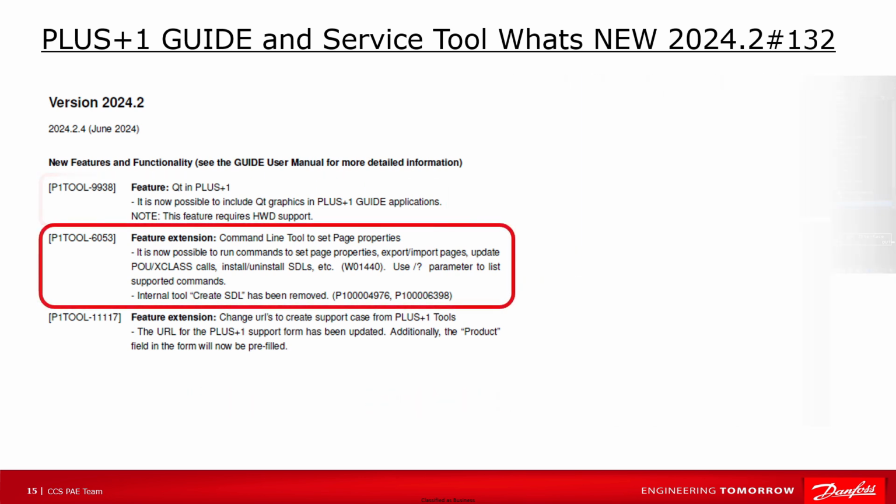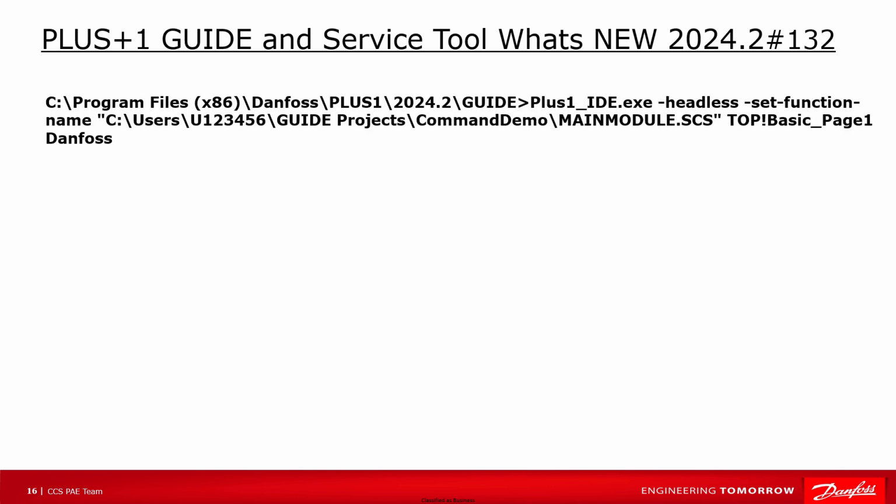One of the new features in 24.2 is that the command line tool has been extended to support additional commands in Guide. It has been requested by a user so that it should be possible to set page properties, export and import pages, and so on. One example showing here is to set the function name property of this page using the following command.